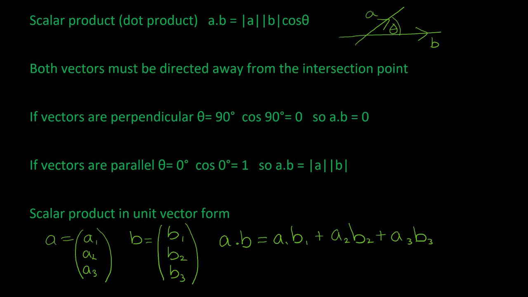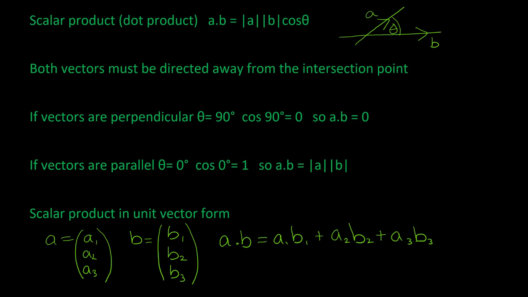Now, if those vectors are perpendicular, that would mean that theta would be 90 degrees, and therefore cos of 90 degrees is 0, and so the dot product when you've got perpendicular vectors will be 0. If the vectors are parallel, then theta will equal 0, and cos of 0 is 1, and so the dot product, or the scalar product, will be the modulus of A times the modulus of B.